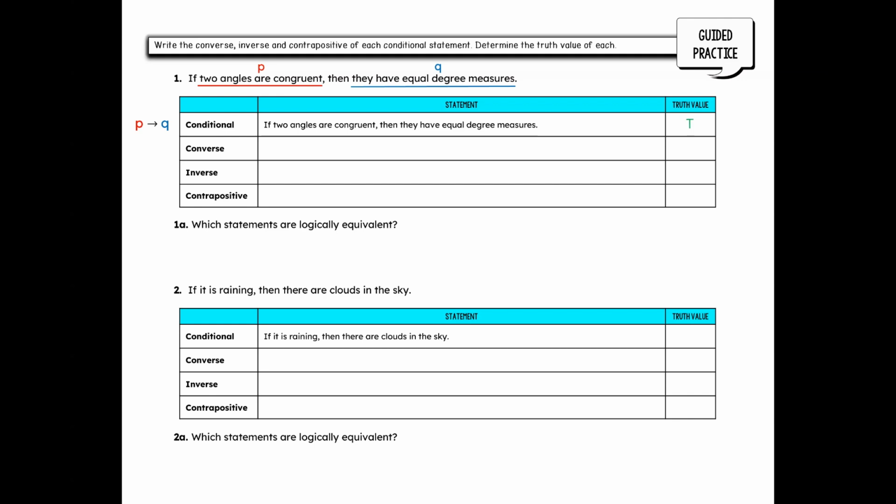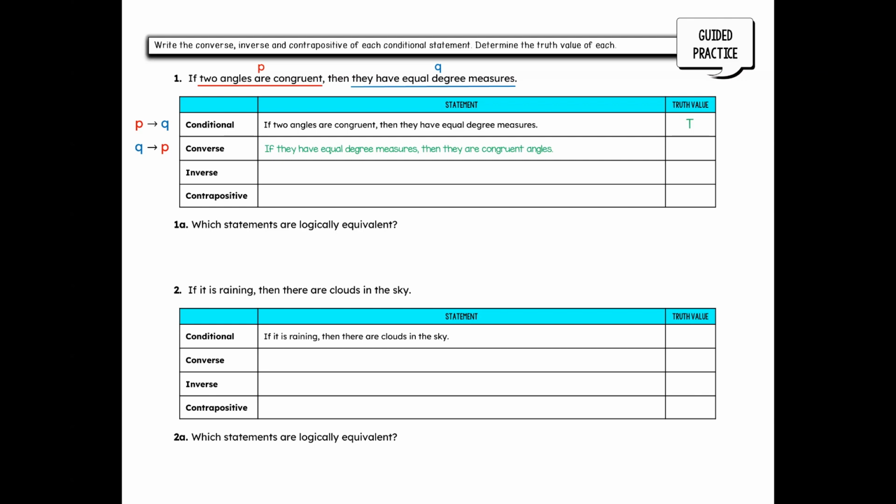So how are we going to write the converse of this conditional? What do we do for the converse? We're going to switch Q and P, so we're going to switch the hypothesis and conclusion. What is this going to look like? If they have equal degree measures, then they are congruent angles. Or two angles are congruent, however you want to write it, but we're switching the order.